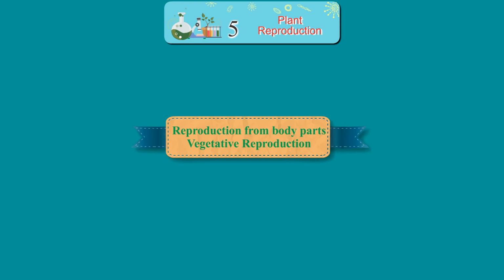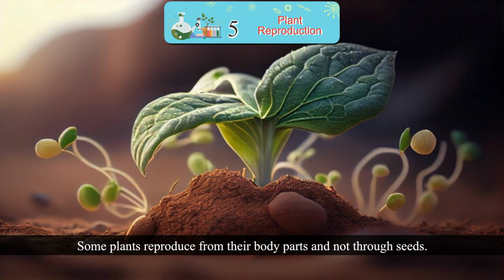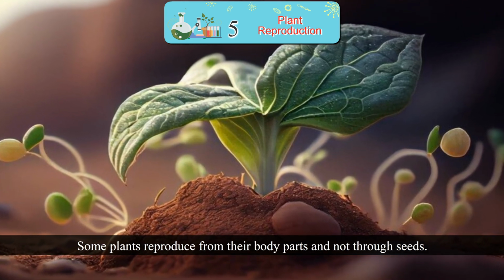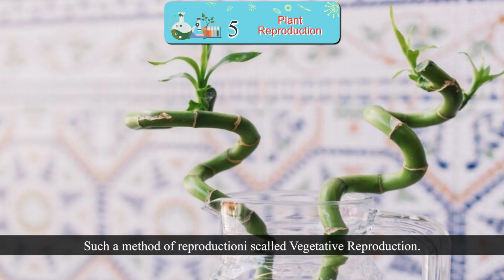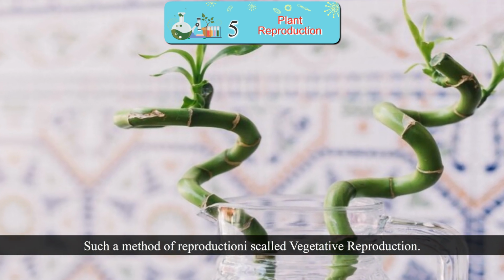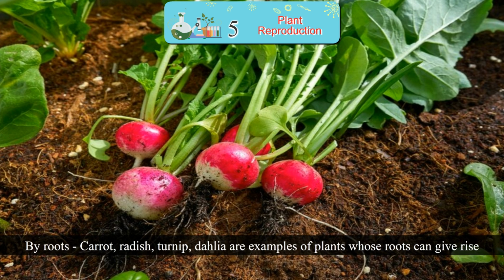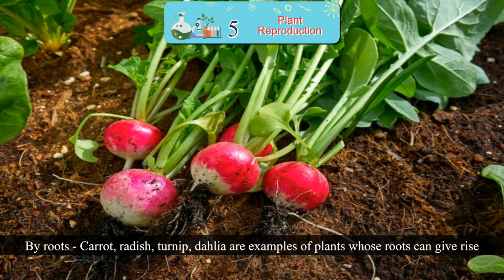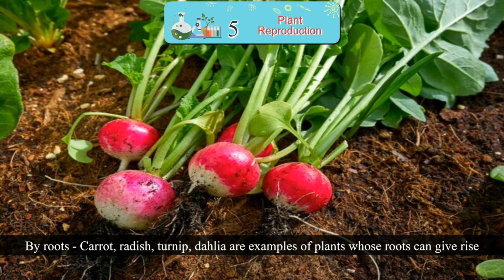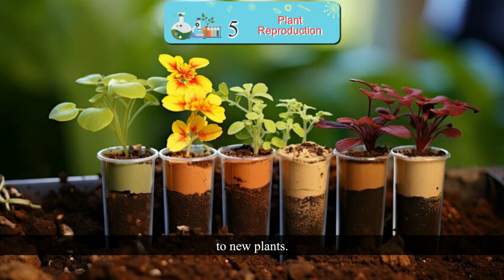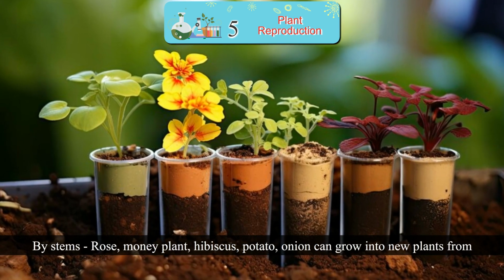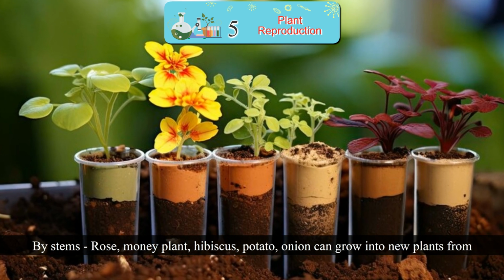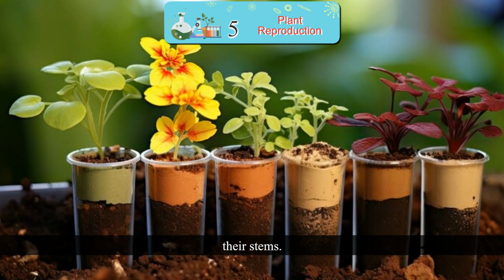Reproduction from body parts: vegetative reproduction. Some plants reproduce from their body parts and not through seeds. Such a method of reproduction is called vegetative reproduction. By roots. Carrot, radish, turnip, and dahlia are examples of plants whose roots can give rise to new plants. By stems. Rose, money plant, hibiscus, potato, and onion can grow into new plants from their stems.